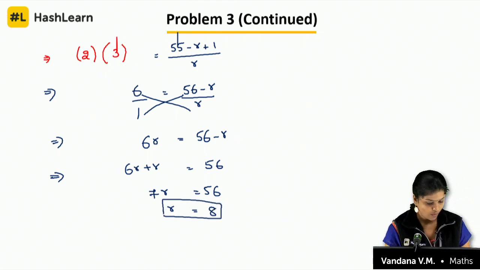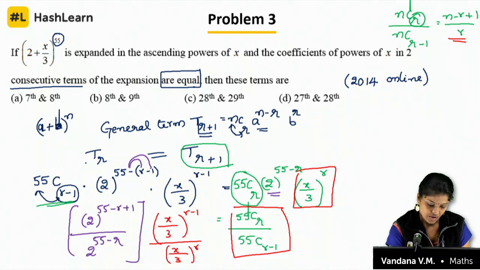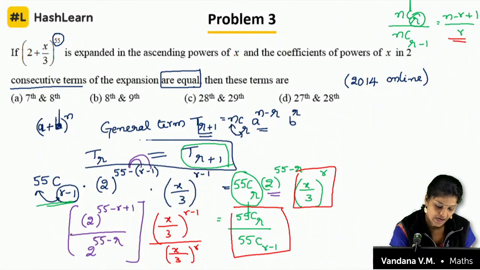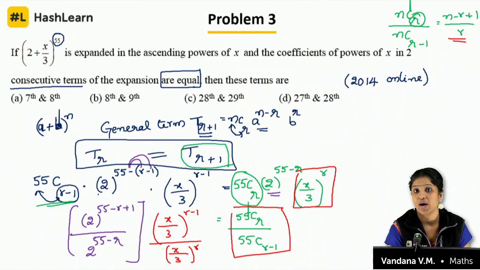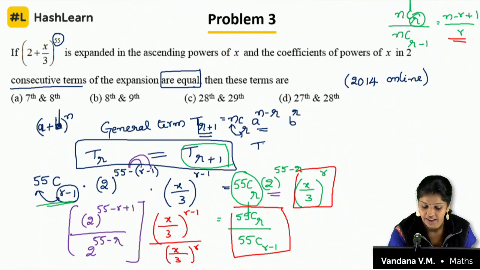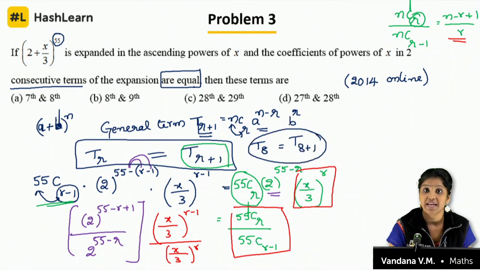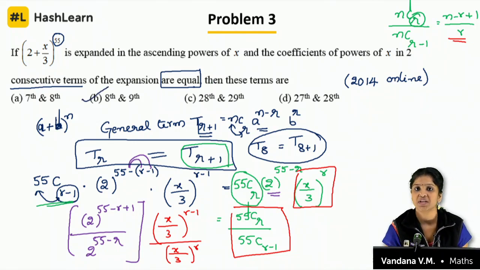Isn't it? Now what did we take actually, T(R) and T(R plus 1) are equal. What R value did I get? Now T8 must be equal to T9, that is the 8th term and 9th term are equal. So which option is correct? Option B is correct, right? Yes. Next.